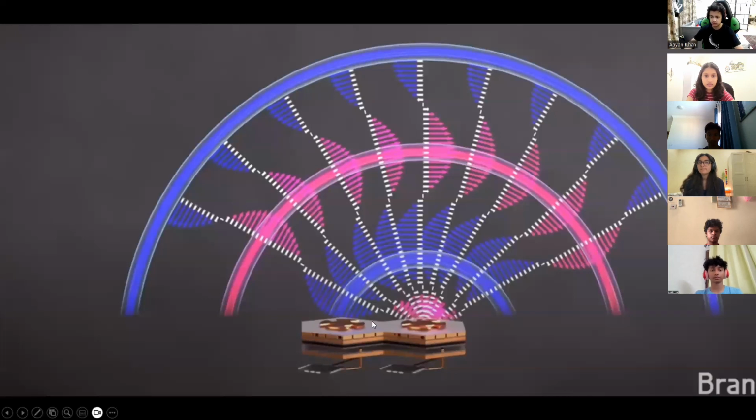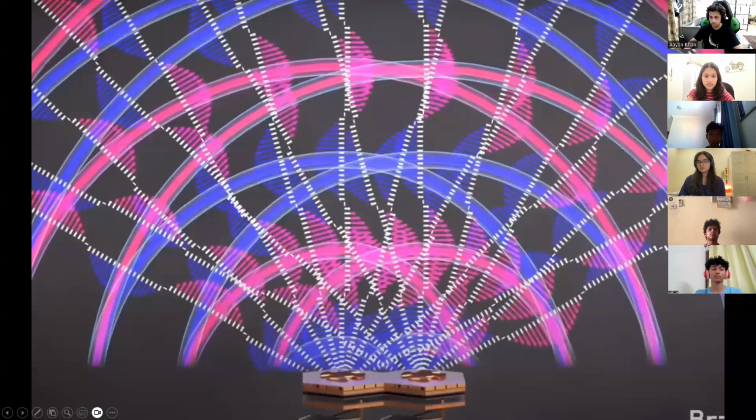This is the signal when one antenna transmits. You can see the peaks and the troughs and everything. This is the balloon-like area. This is when two antennas transmit. As you can see, they can overlap.